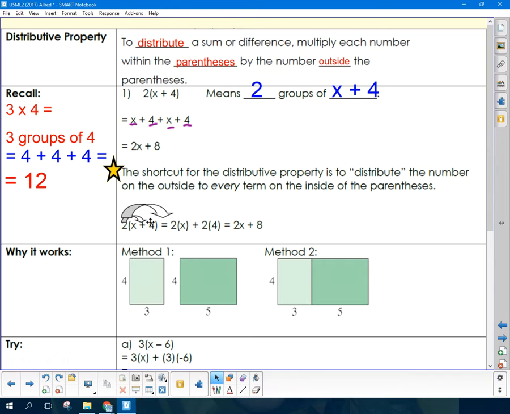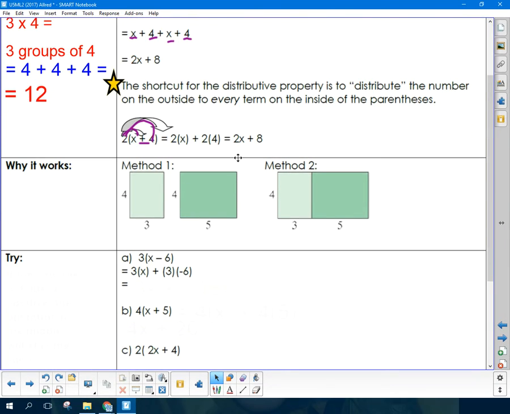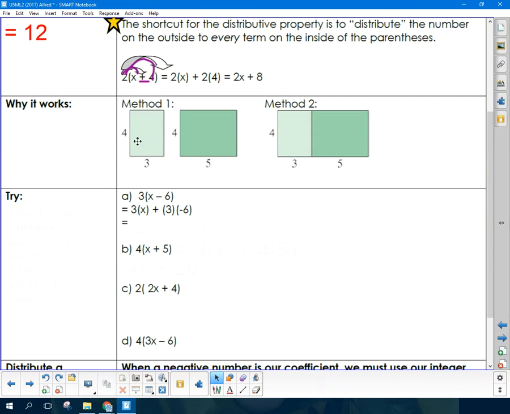What we do is we take the number on the outside and multiply by both the terms inside the parentheses. So if we have 2 times (x + 4), we take 2 multiplied by x, and then we take 2 multiplied by 4, and sometimes we can keep that plus sign in the middle. So 2 times x is 2x, plus 2 times 4 is 8. I've got 2x + 8 right there for that problem. That's the shortcut, and it's called the distributive property.